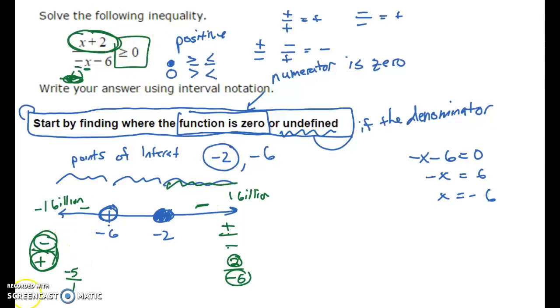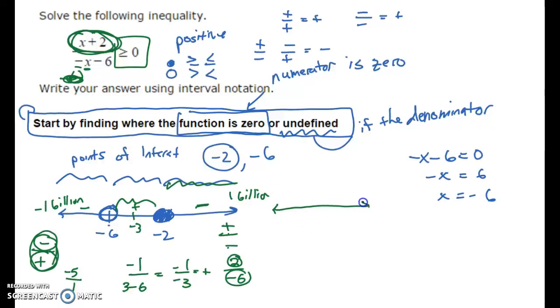Now, for this middle part, there's no shortcut here. You have to actually pick a value and do something. So any number between -2 and -6, I'll pick -3. So -3 plus 2 is -1. -3 is +3 minus 6. So we have -1 over -3. We have a negative over a negative. That'll ultimately be positive. So everything in here will be positive.